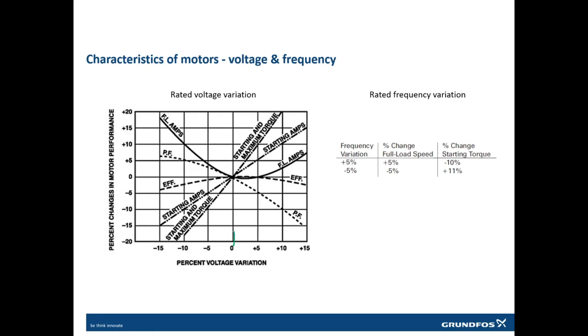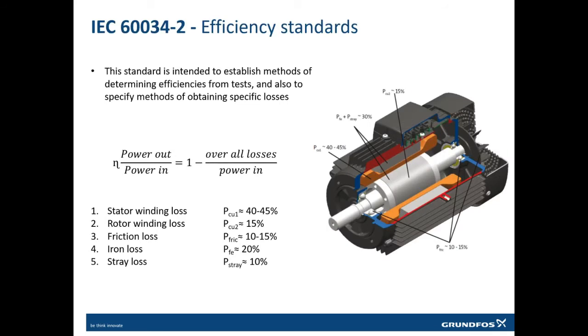So if you say this is the motor design point, if you go 10% higher, your power factor will drop a lot, which is a big problem. Your efficiency will drop, your current will increase, and starting ampere and starting torque will increase. And even if you go 10% down, your starting torque will decrease, starting ampere will increase, your efficiency will decrease, power factor will increase, and full load amperes will also increase. So a lot of differences will happen if you go up and down on the frequency or the voltage. Now how are the efficiencies calculated?